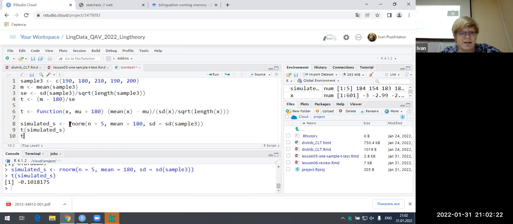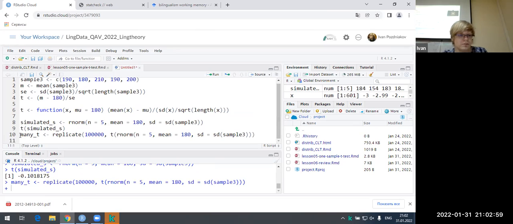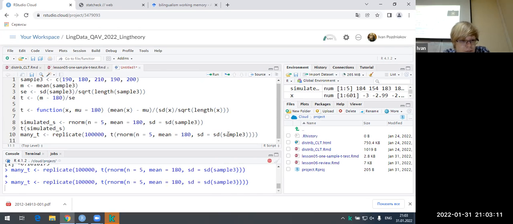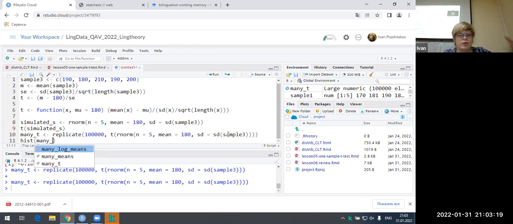Let's go further with our simulation, and let's simulate it many times. So we calculate this many, many times, for example, 100,000. I forgot the square brackets. It will need some time. Okay, and now we can draw this distribution of statistics.